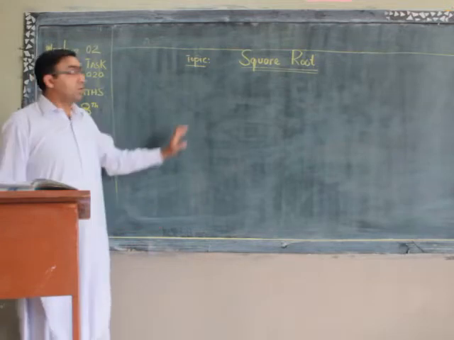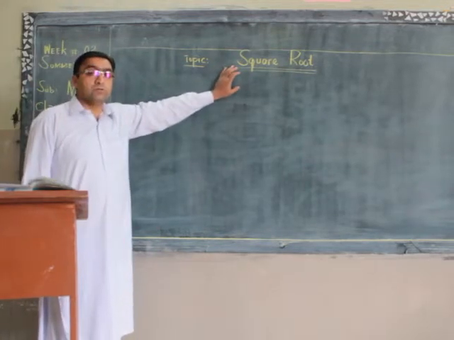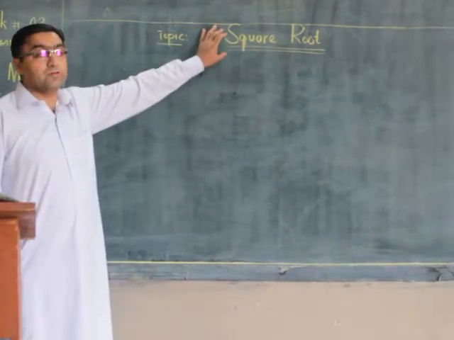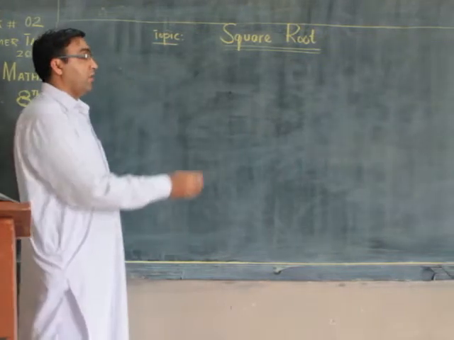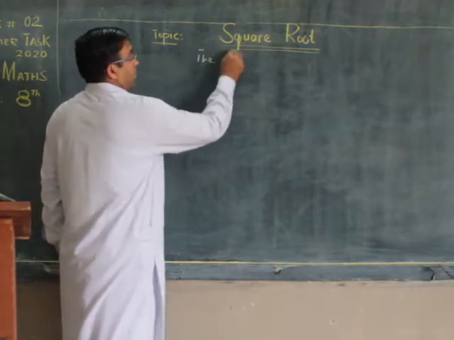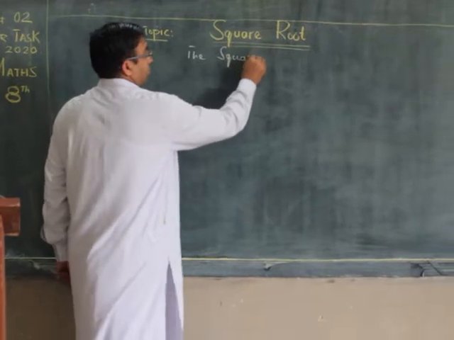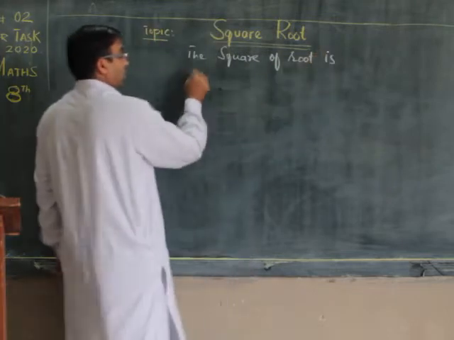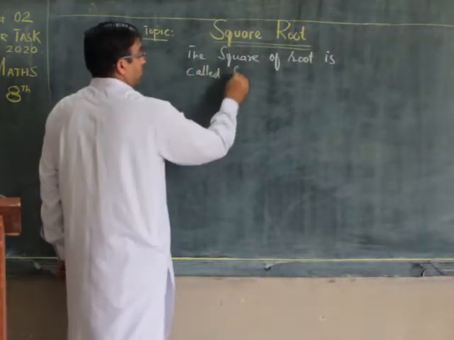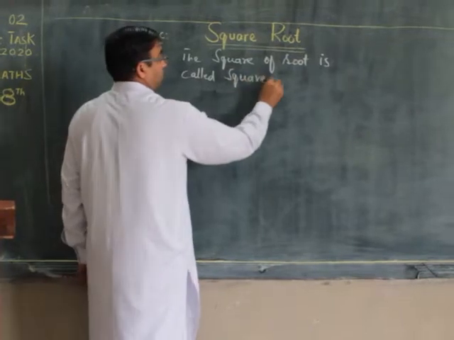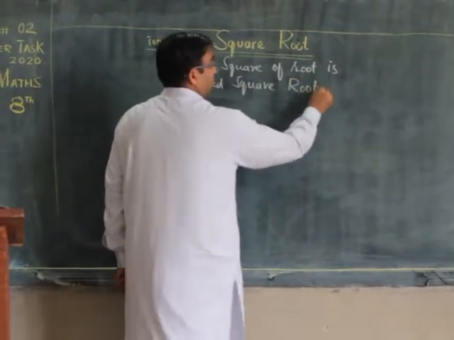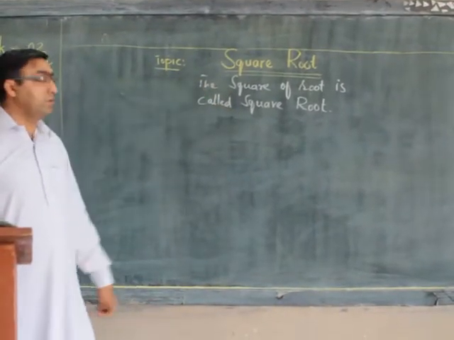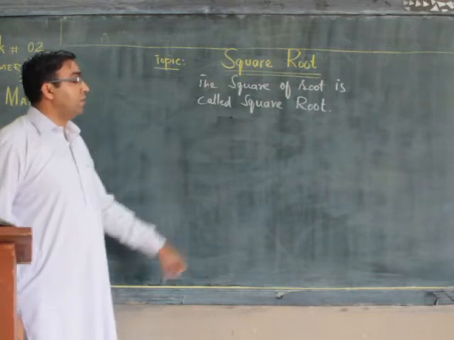Okay, dear student, our today's topic is square root. What is square root? First of all, we will try to understand the square root. Square root may be defined as the square of a root is called square root. The square of a root is called square root, means a square of any root is also called square root.